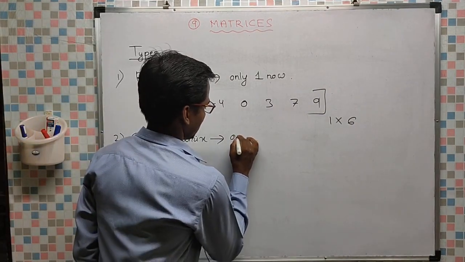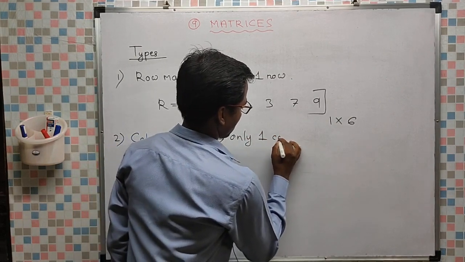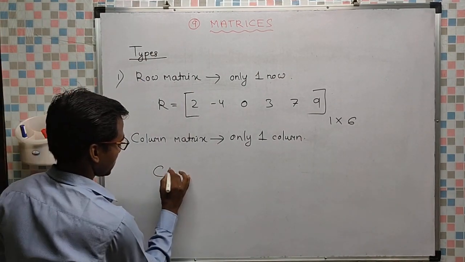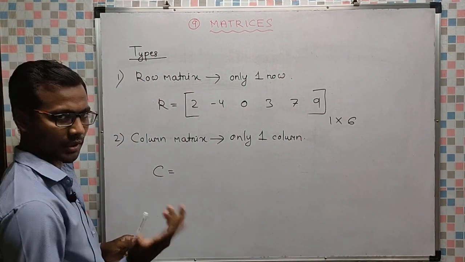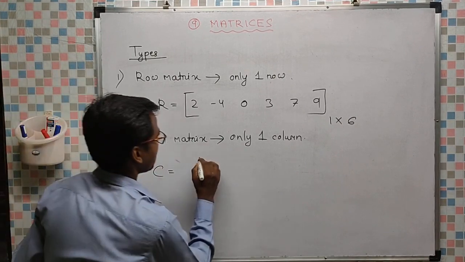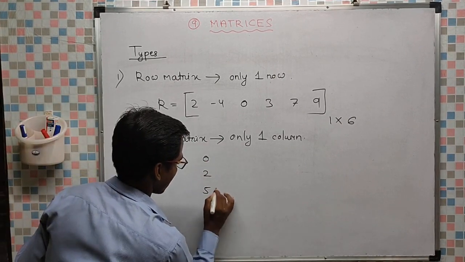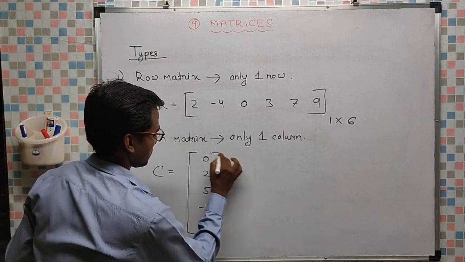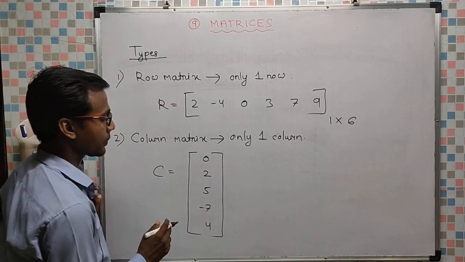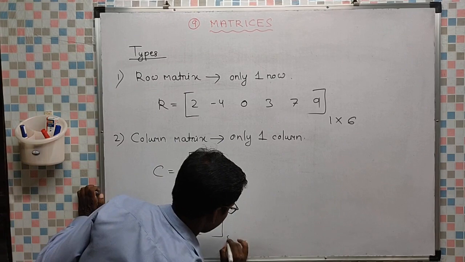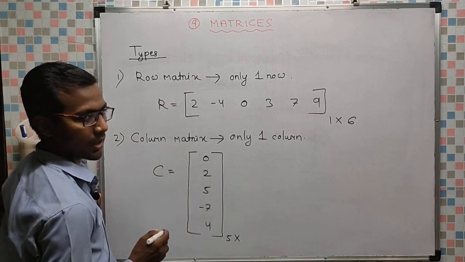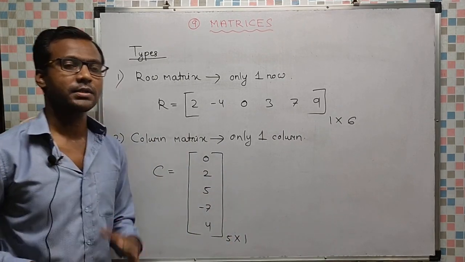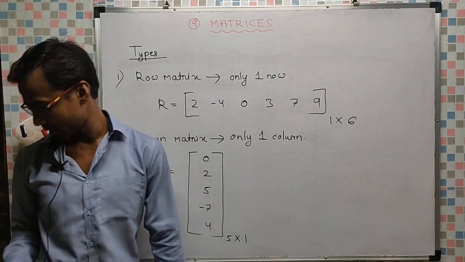Only one column. For example, C is equal to, you can use any letter, I have taken C, suppose 0, 2, 5, minus 7, 4. As you can see, how many rows are there? 1, 2, 3, 4, 5. I am writing the order. How many columns does it have? Only one column. So a column matrix means a matrix which has only one column.